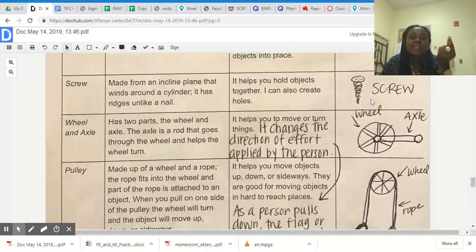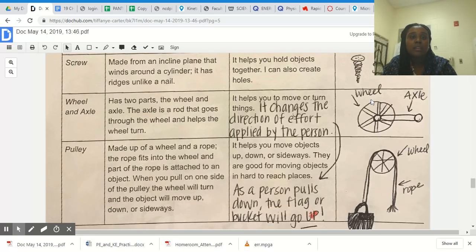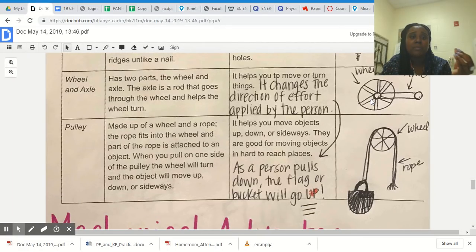So a screw helps to fasten things or hold things together. You find screws in everyday appliances. Even your cell phone has a screw in it. It's made of an inclined plane with ridges or spirals wrapped around it. And it's not like a nail, because when you use a screw, it applies friction between 2 objects and it helps to hold them together better.